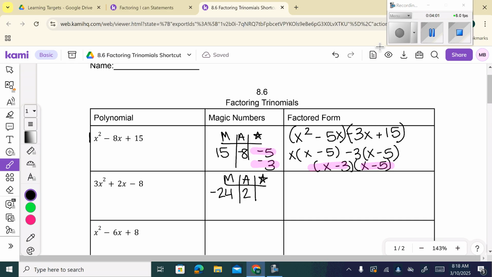You see how these are matched up together. So the 1 and the 24 have to stay together, the 2 and the 12, the 3 and the 8, and the 4 and the 6. They have to stay together. Okay, so you got it. What are my 2 numbers? -4 and 6. Okay, so why is my 4 negative? Because it has to add to 2.